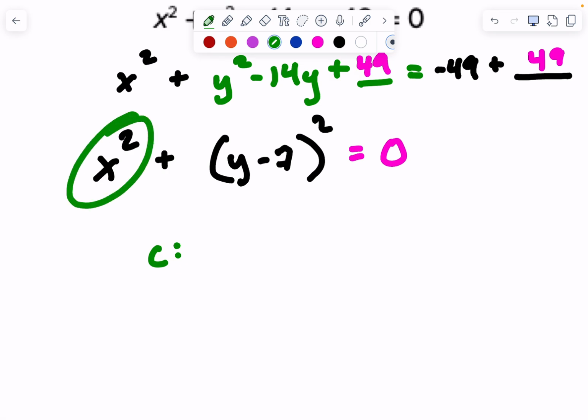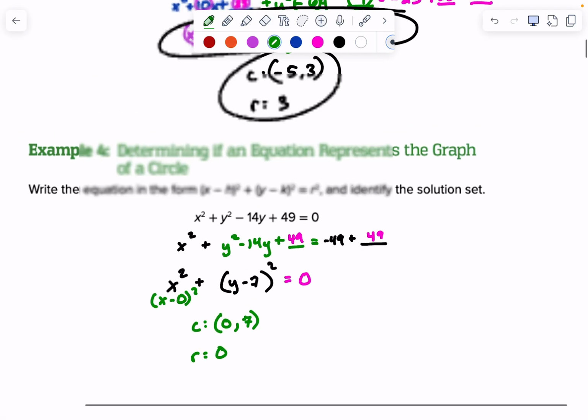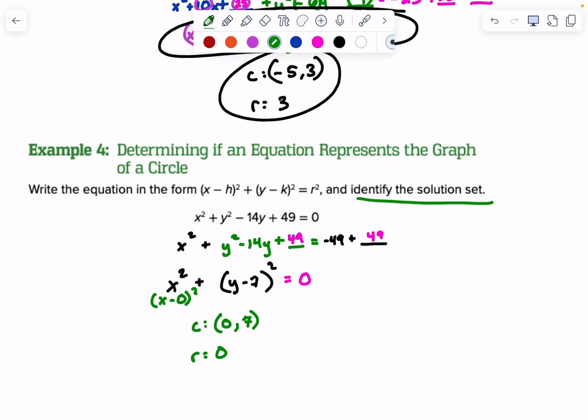If it has just x squared, just FYI, guys, this is another way of saying x minus 0 squared, right? That's what that means, okay? So your x coordinate is 0, your y coordinate is 7. So 0, 7, what's the radius? 0. So this one says, write an equation that identifies the solution set. There is no solution. It is only 1 point. It does not have a radius.